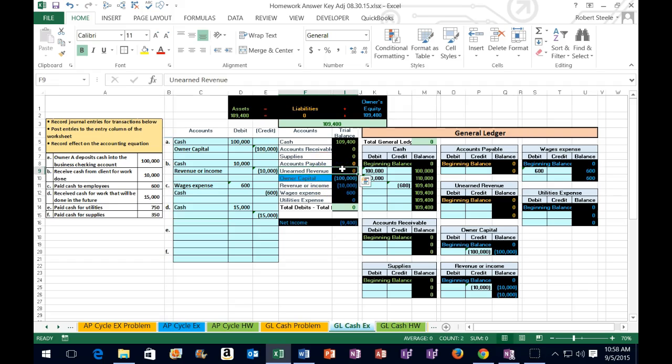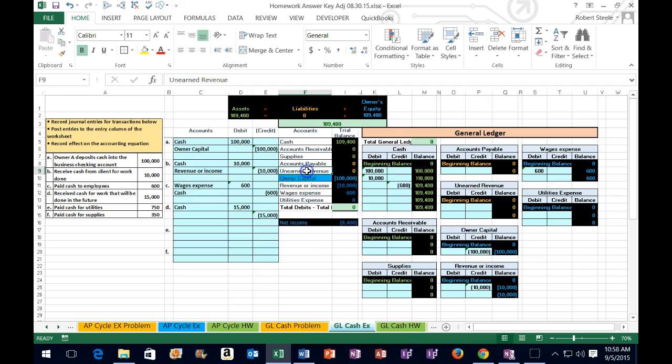Why would it be a liability? Because we got something now and we didn't give anything. Therefore, under a business transaction, we owe something, and that something is going to be owed in the future. That something being our service. So we're going to say that's a liability. Liabilities have credit balances. It's going up because we owe something.